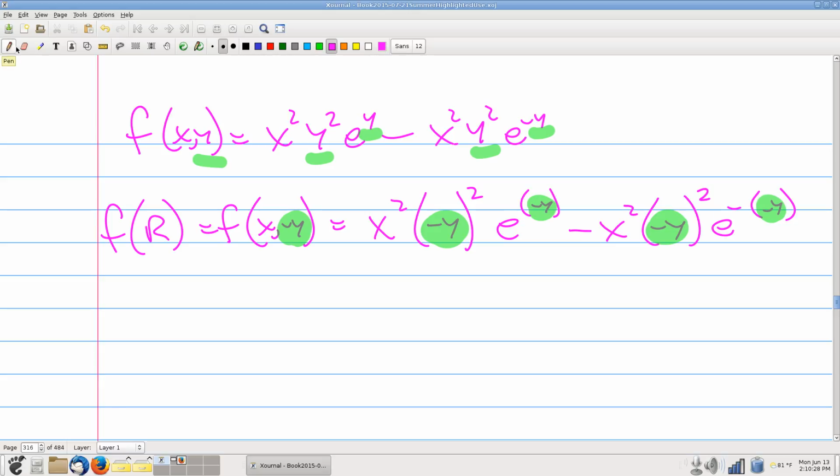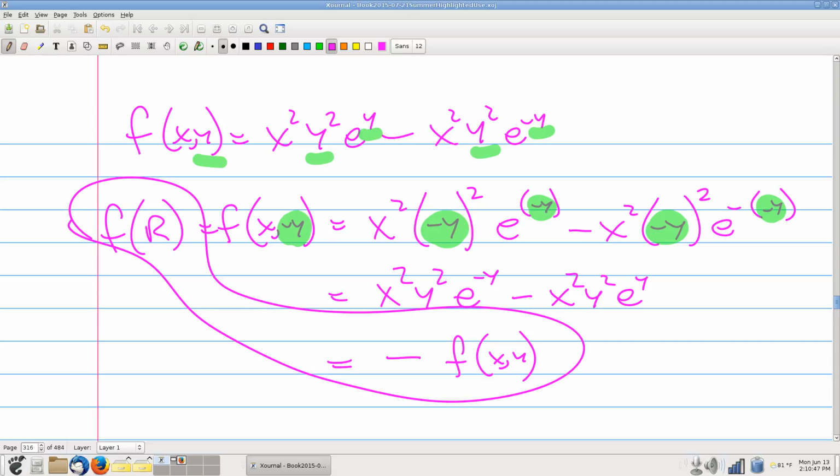Okay. Well, good news. That's x squared y squared e to the minus y minus x squared y squared e to the y, which conveniently is exactly the negative of f of the original point. Okay, and therefore f is odd over the x-axis.